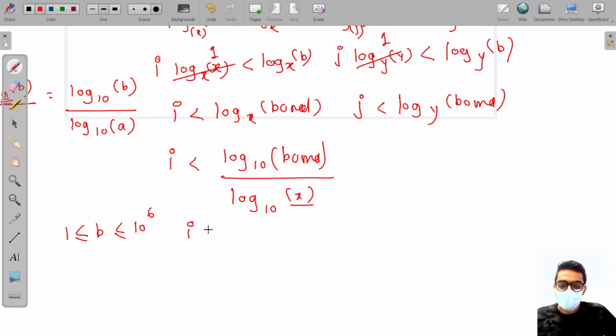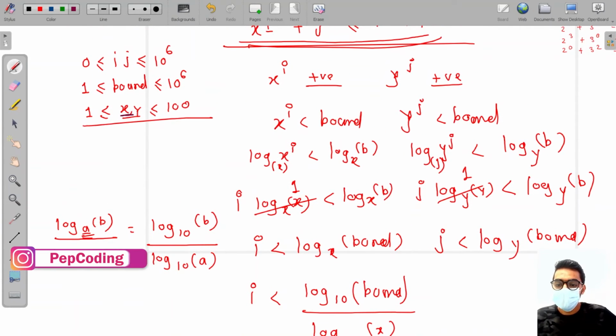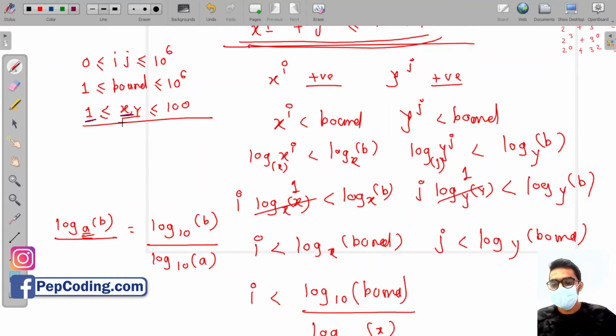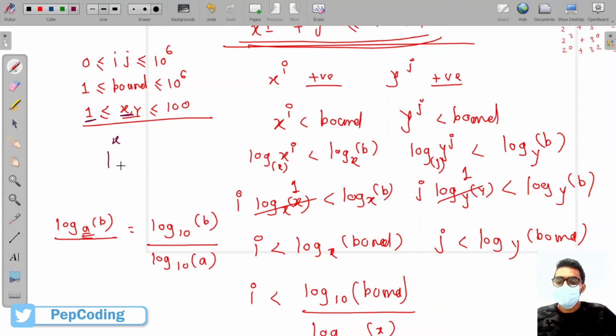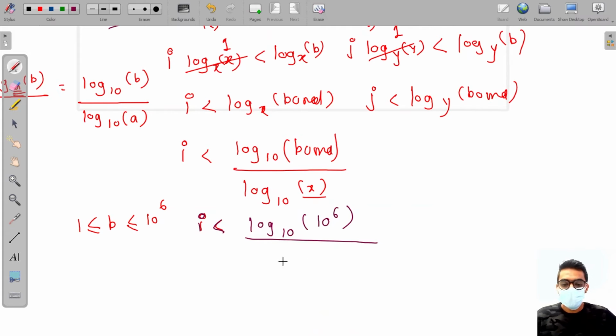So the maximum that we can take here, let's change the pen color, is log to the base 10 of 10 raised to 6. And in the divide part, log to the base 10 of x. We have to take the minimum number that x can start with, that is 1. But if we take a power of 1, 1 raised to any number will give us 1 as a value, so it will not give us a different number of combinations. For avoiding that, we are going to use 2 as the minimum value. So log to the base 10 of 2.